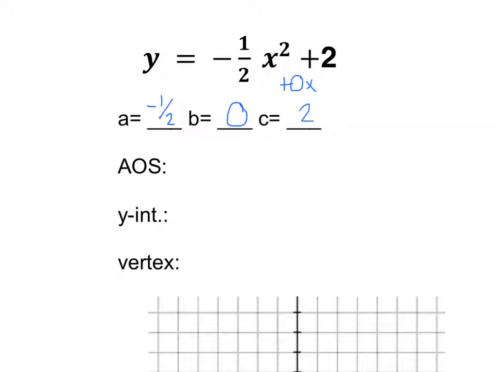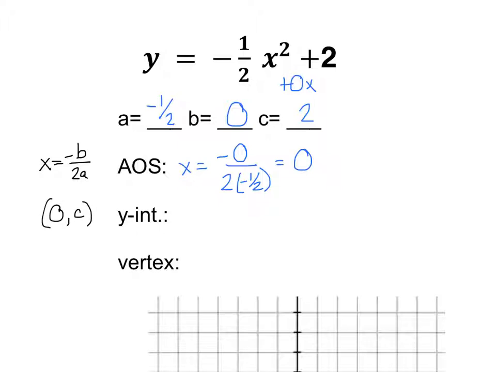Axis of symmetry, x equals -b over 2a. All right, so x is -0 divided by 2 times a half. Well, what's 0 divided by anything? 0. So the axis of symmetry is 0. So what's your y-intercept? 0, 2. Yes, it's 0, 2, because C is 2.